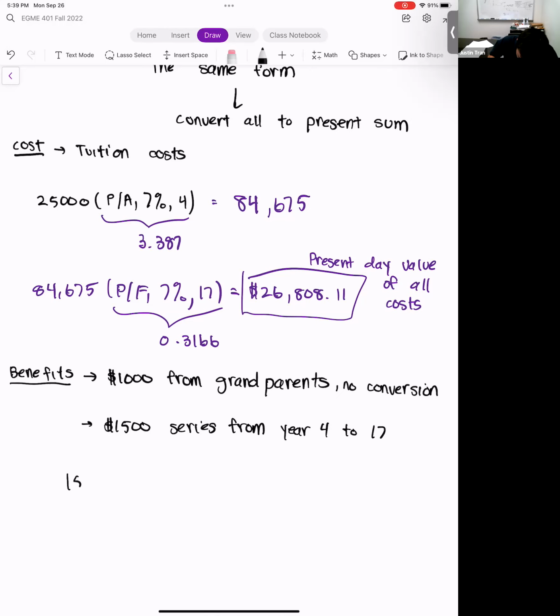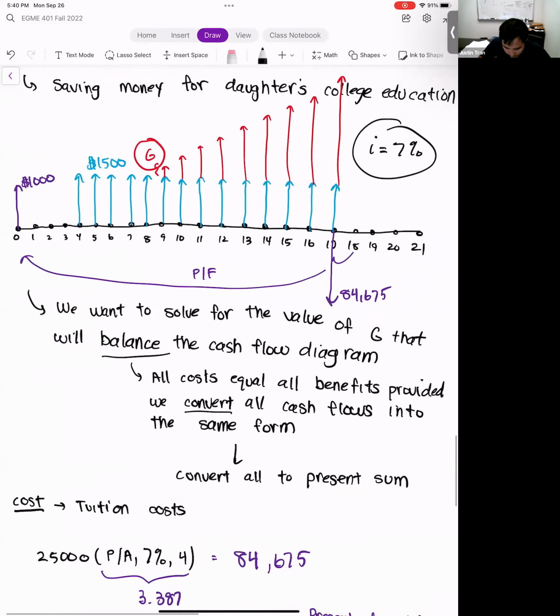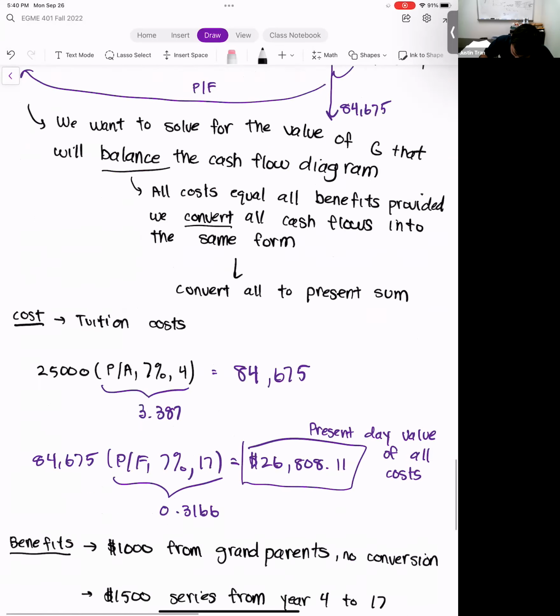Okay. And so first thing we're going to do, this is exactly the same as before, is we're going to convert this into a lump sum. All right, so we have P over A, 7%. And now we need to count how many years that this took place. So that's 1, 2, 3, 4, 5, 6, 7, 8, 9, 10, 11, 12, 13, 14 years.